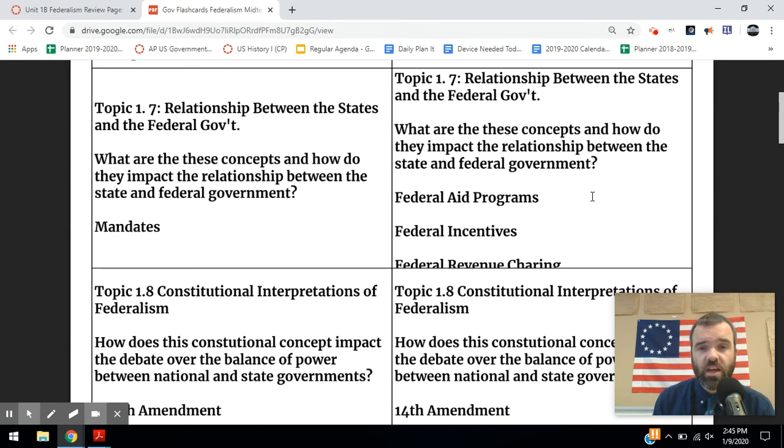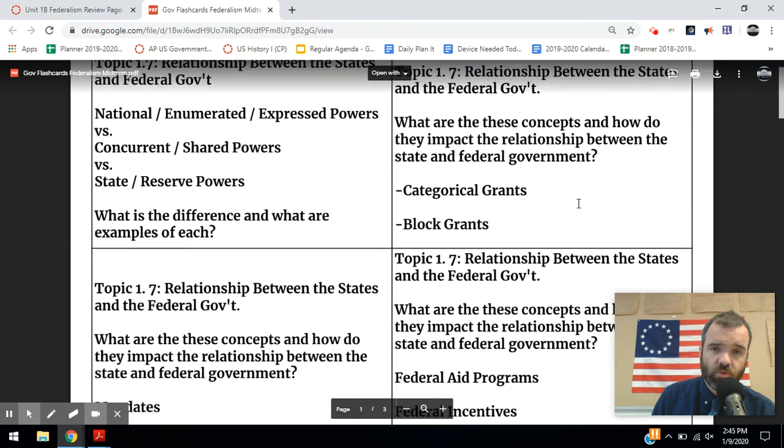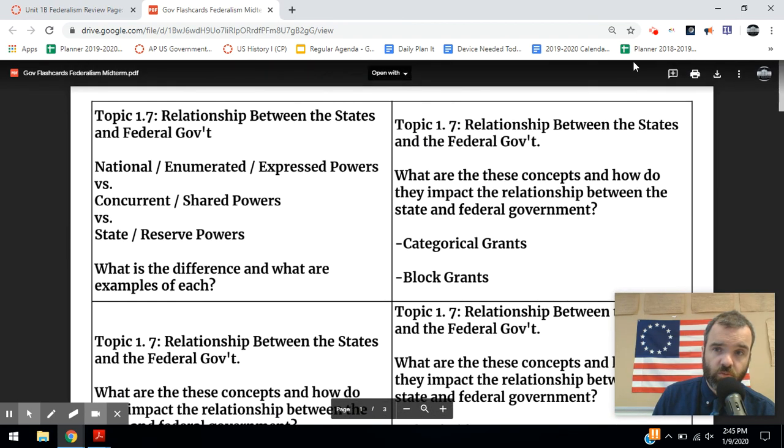So this kind of gives us an opening to some of the key relationships and concepts and vocabulary when it comes to the relationships between the state and federal government. So there's a good place to pause.